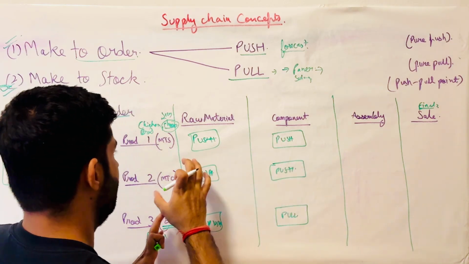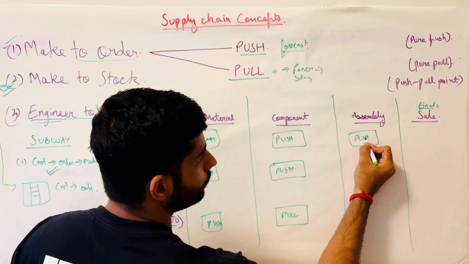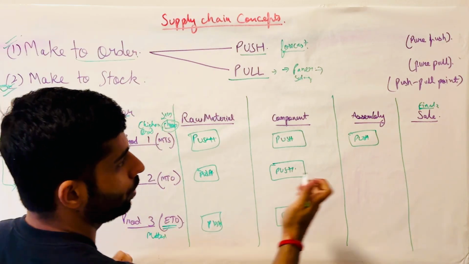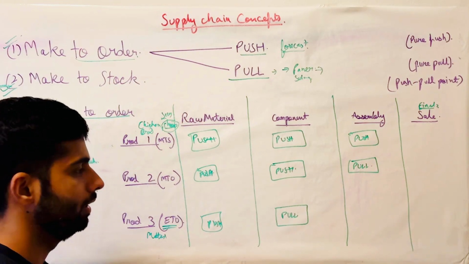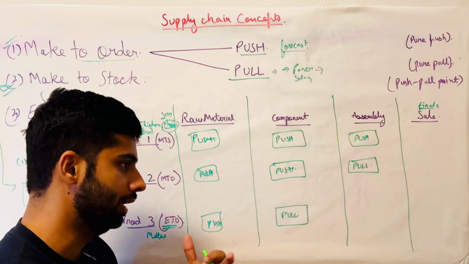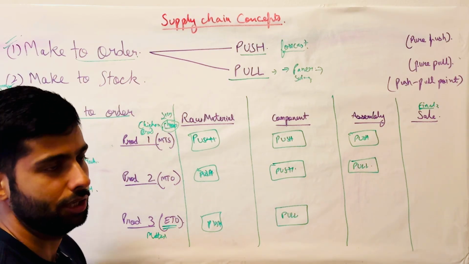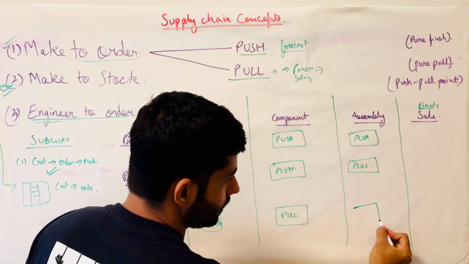Now assembly, again, make to stock, the assembly will be push, right? Make to order, the assembly will be pull. Once you walk in, they will start assembling the ingredients that go in making your sandwich. Engineer to order, if this is pull, this can't be push, this is again pull.